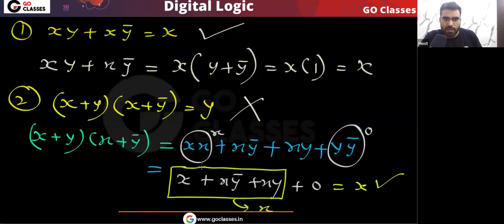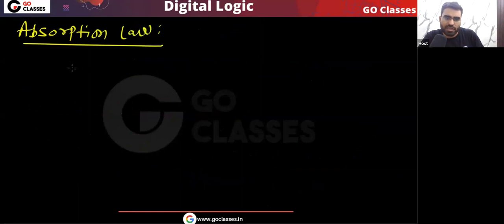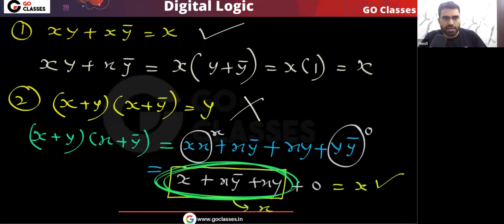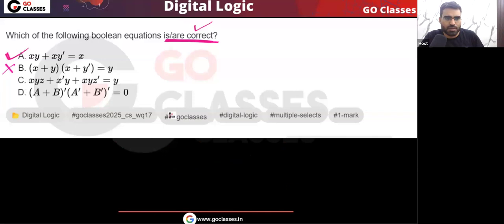Remember, here we are applying the absorption law. What is the absorption law? The absorption law is basically very simple. That is x or xy is equal to x. This is what we are applying. It means x or x anything is equal to x. So this is what we are doing here, and here you will get x. So very simple, option B is false.